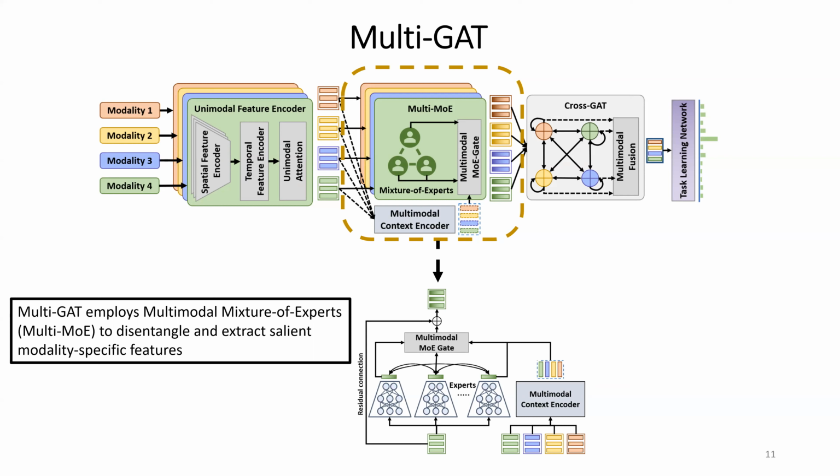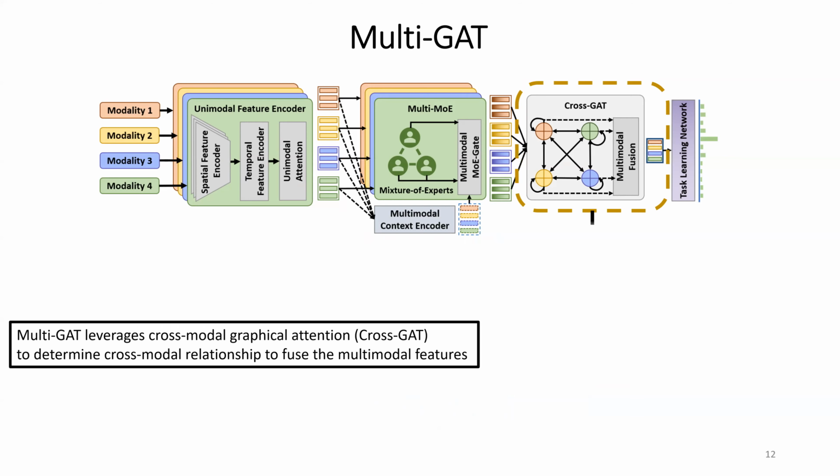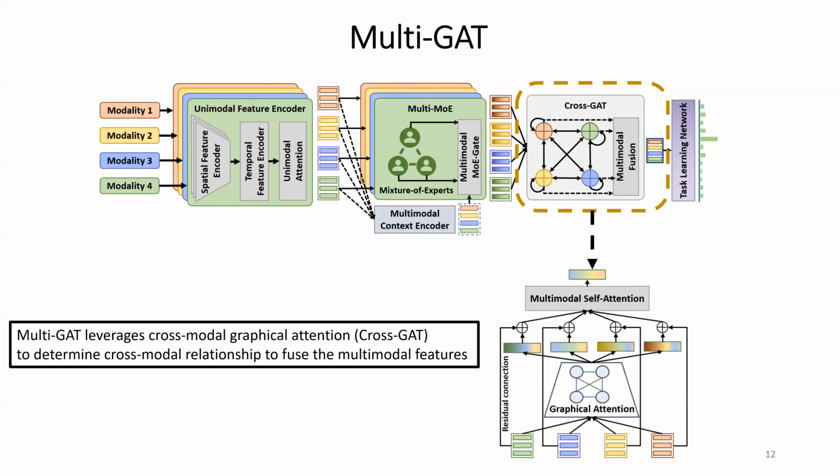Then it will extract the salient unimodal features from each of these modalities independently. Then it recalibrates its modality-specific features and produces the salient modality-specific features, which we then use for the cross-graphical attention model to extract the complementary features.